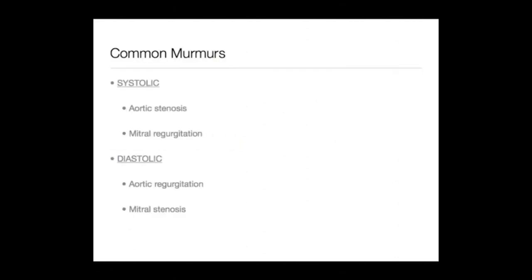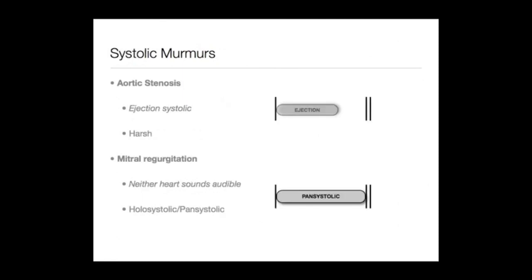These are the systolic murmurs of aortic stenosis and mitral regurgitation, and the diastolic murmurs of aortic regurgitation and mitral stenosis. As we have discussed with aortic regurgitation, if you carefully think about when each valve opens and closes, then you can work out why a particular murmur is systolic or diastolic. Now let's go back to the character of the murmurs.